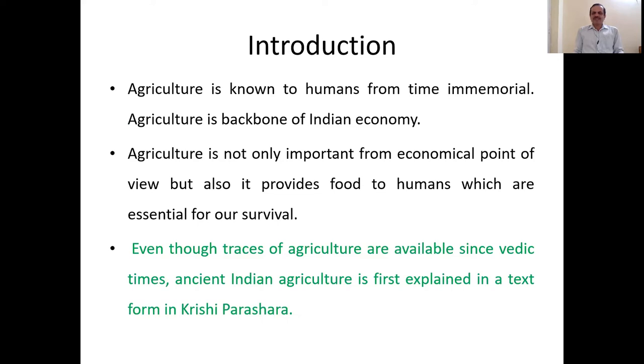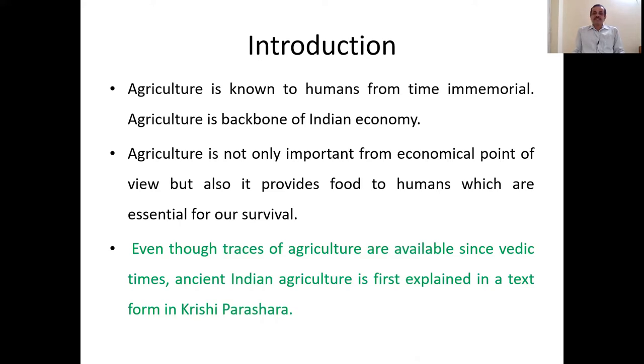So we know it because without agriculture, a country cannot be self-sustained, self-sufficient, because we should produce sufficient food products for our self-sufficiency. That's why agriculture is the backbone of the country, and not only that, our economy also. Agriculture is the backbone of the Indian economy. It is not only important from the economical point of view, but also it provides food to human beings, which is essential for our survival.